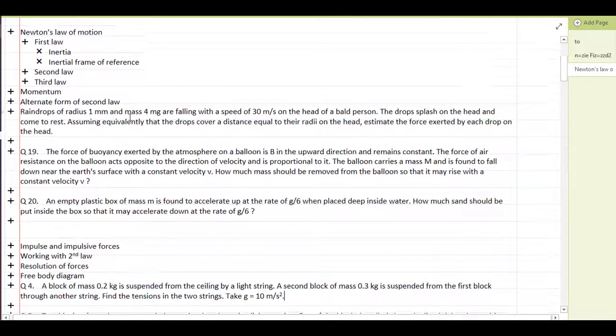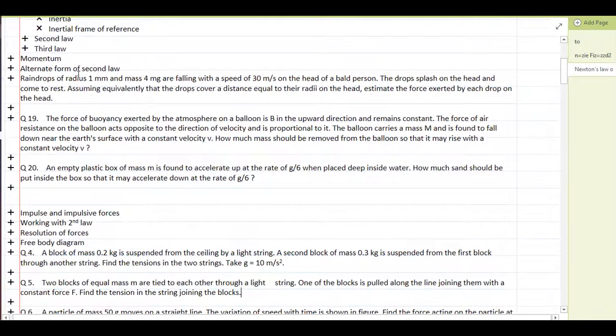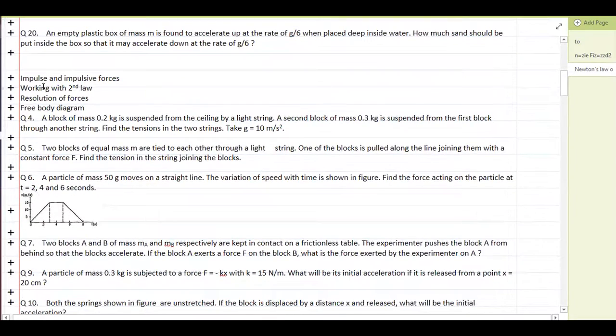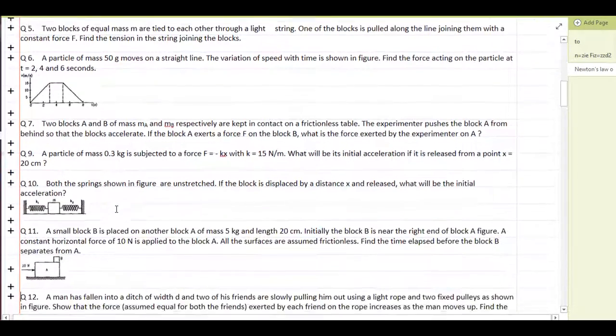Then we have some basic questions related to the momentum concept and the F equals ma formula concept. After that we will discuss impulse and impulsive forces. Then we will see how we can solve more complex problems on the second law. For that, we will need the resolution of forces and free body diagrams, and thereafter we have these questions. We are going to discuss all these questions during the course.